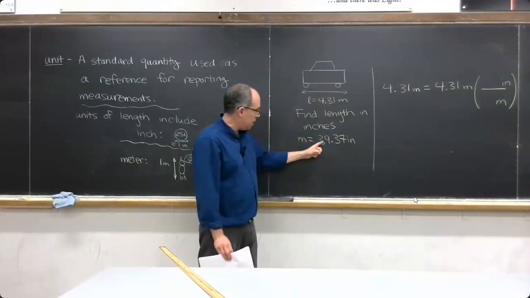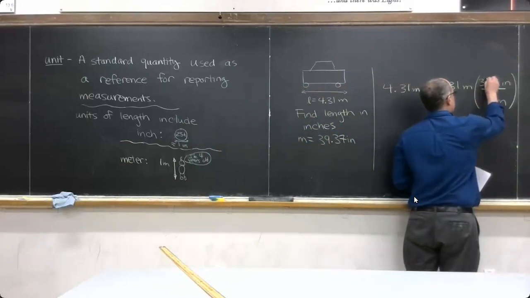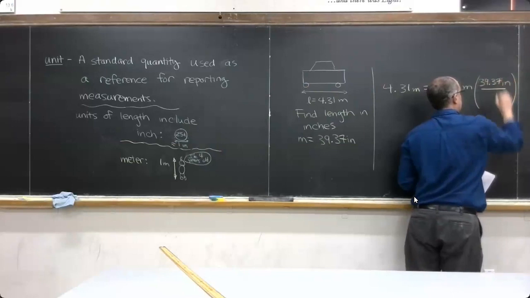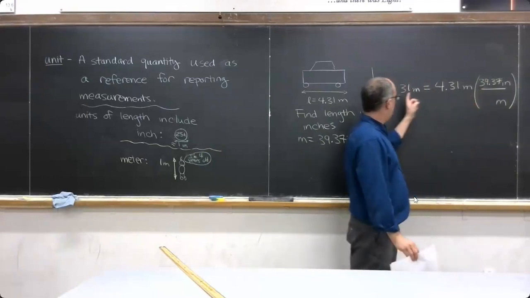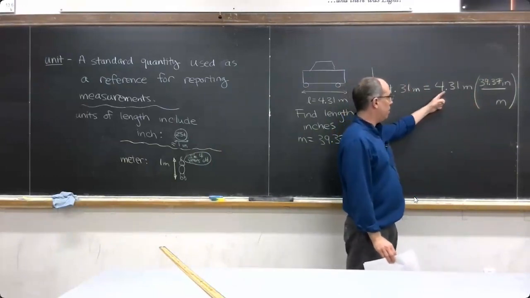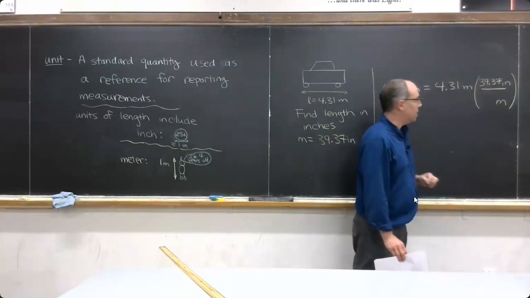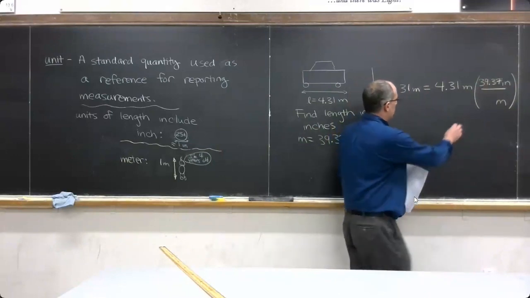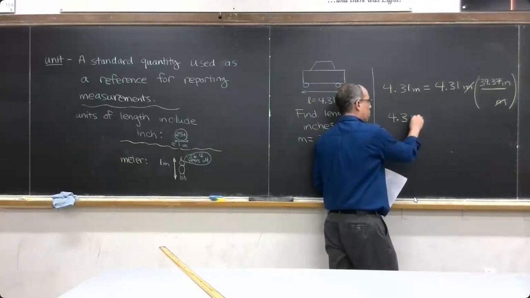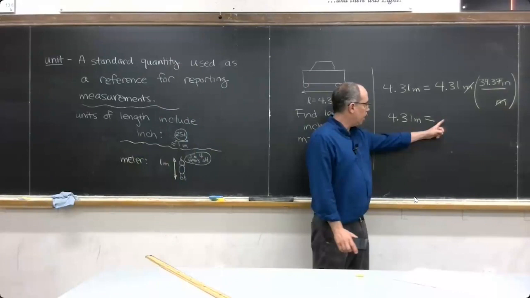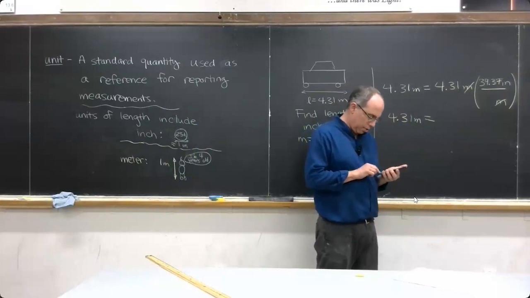We have that a meter is 39.37 inches. So how about I come to the numerator here and I write 39.37 inches. Okay, so I have 4.31 meters equals 4.31 meters, and then times 1. Why is this 1? Because the numerator and denominator equal each other. Okay, so now I can cancel meters against meters, and I get 4.31 meters equals the numerical value. The numerical value which goes here will be 4.31 times 39.37.